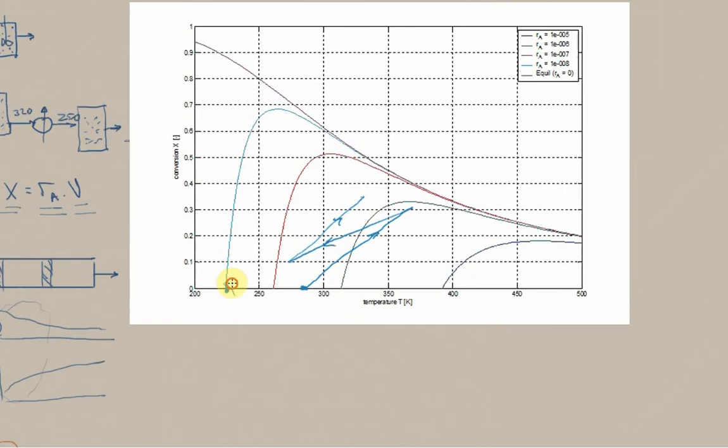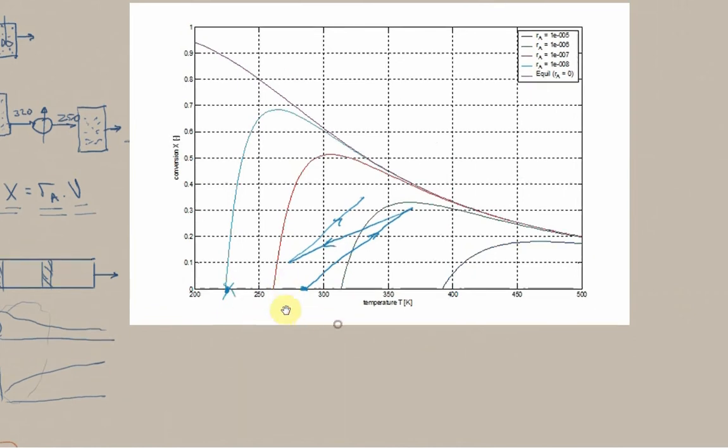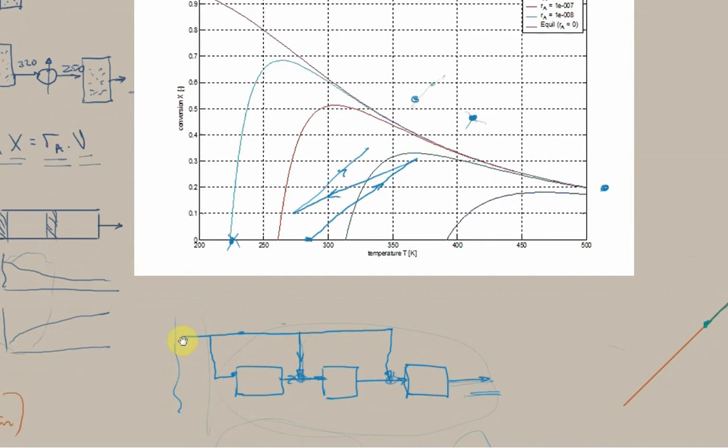So this point is basically our fresh stream. So let's just switch that on. So this fresh stream, which is available at this temperature apparently, and of course a zero conversion, we are mixing more of that stream in. So we are going back along this line, the bigger the flow rate of those streams. So we progress along like this.